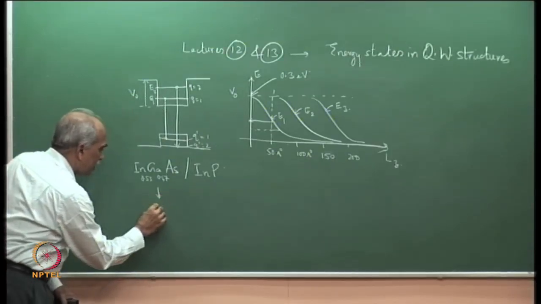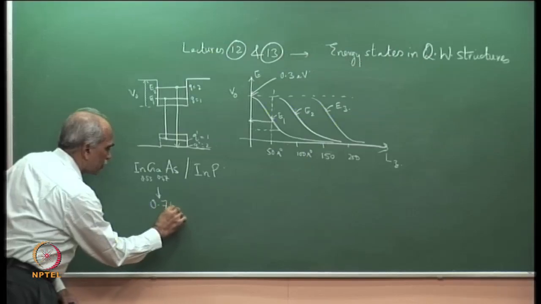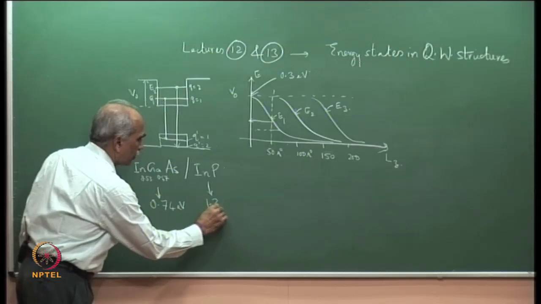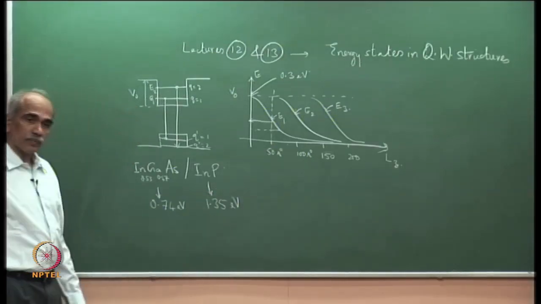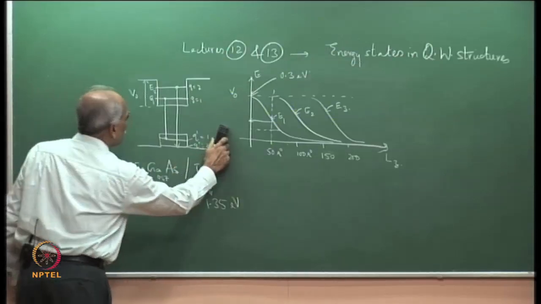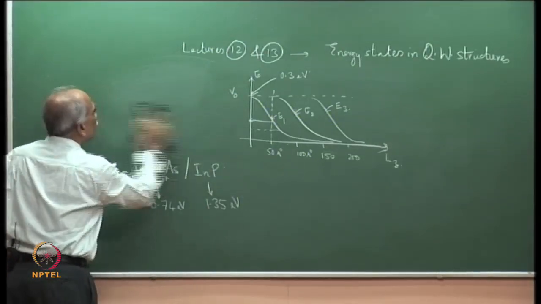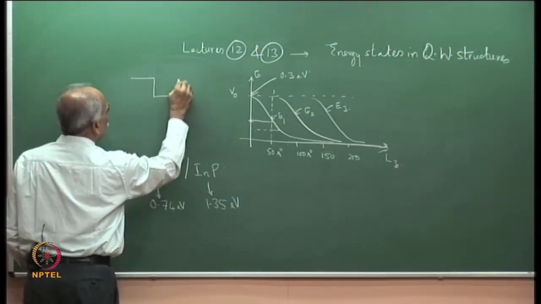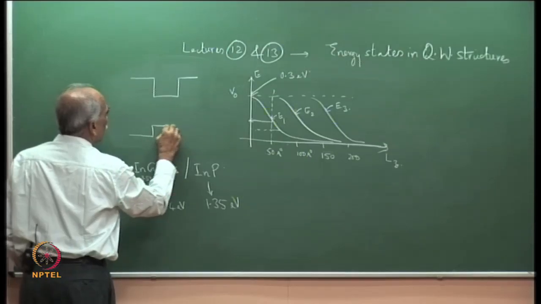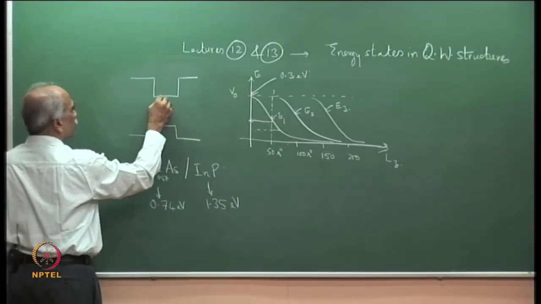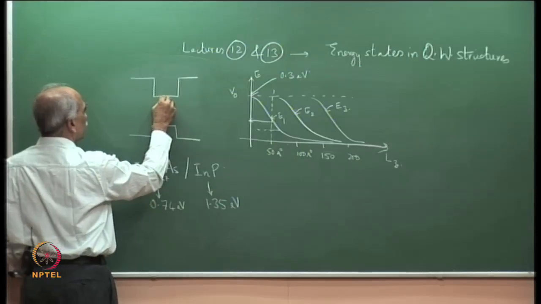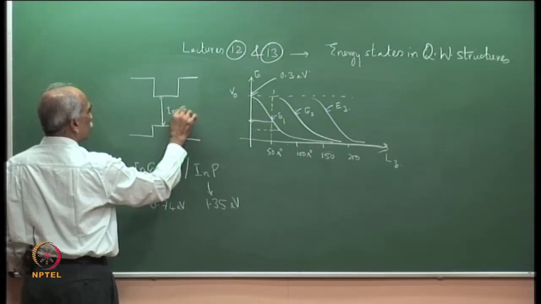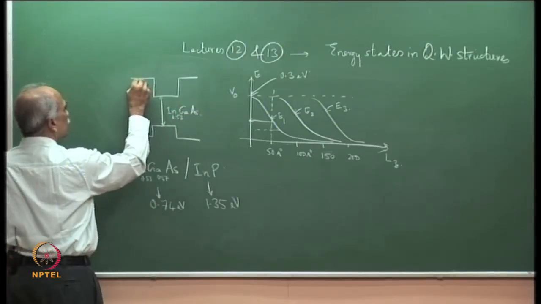The band gap Eg of this is approximately 0.74 eV. I want to illustrate this point, and indium phosphide is 1.35 eV, which means in this diagram here, so let me erase and draw the diagram corresponding to this. So, this is indium phosphide, this is indium gallium arsenide, and this is indium phosphide.